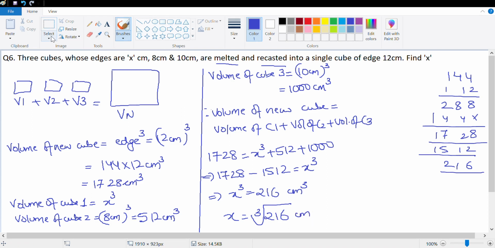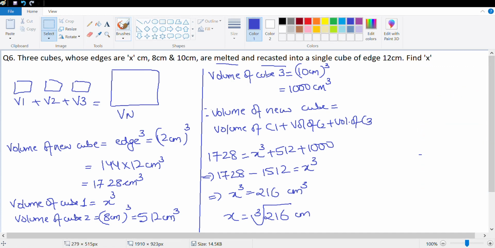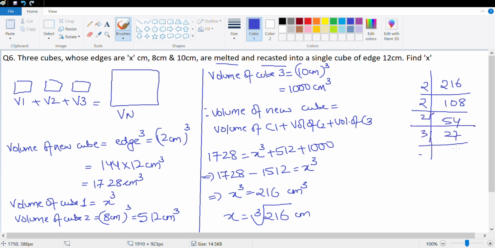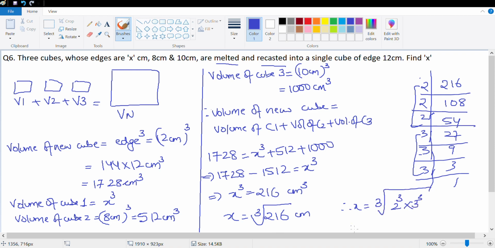We've done this enough number of times. The answer is 6, but let me just quickly revise how to solve it. We will do a prime factorization. 216, this will be 2 into 108, 2 into 54, 2 again, 27, 3, 9, 3, 3, 3, 1. So this is 2 cube and 3 cube, which means therefore x is equal to the cube root of 2 cube multiplied with 3 cube. Therefore x is equal to 6 centimeter.